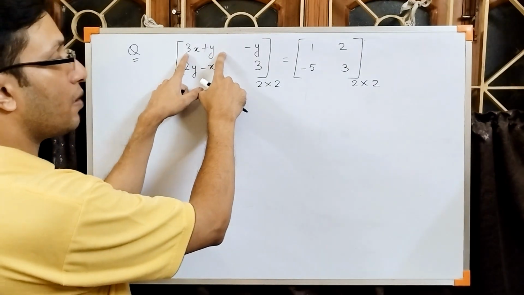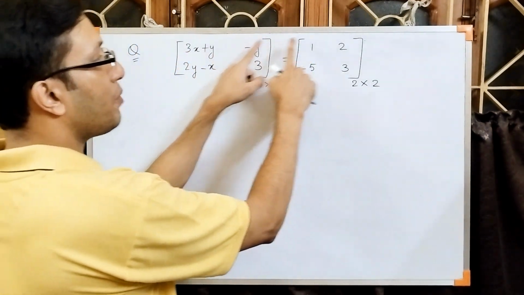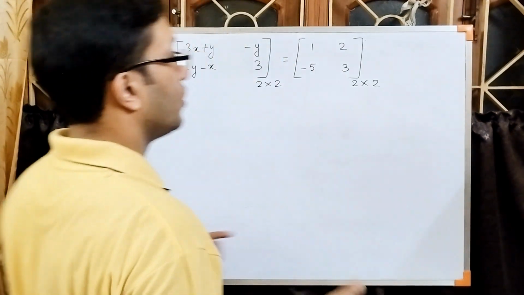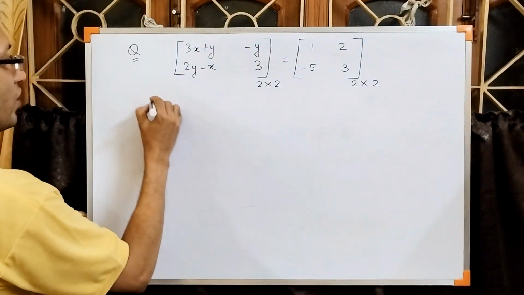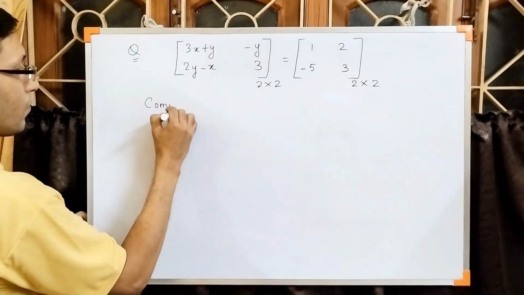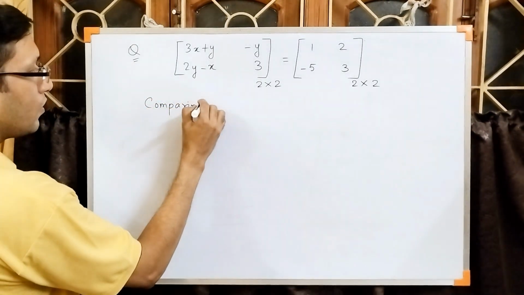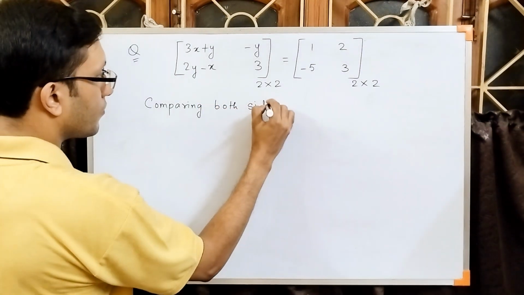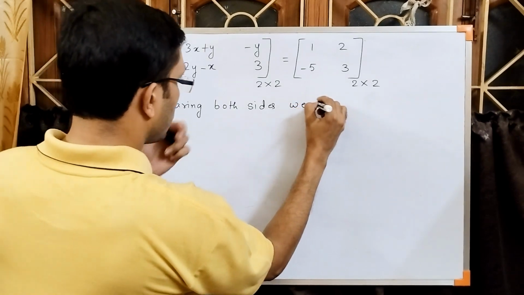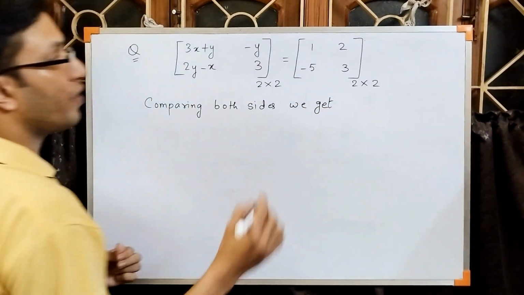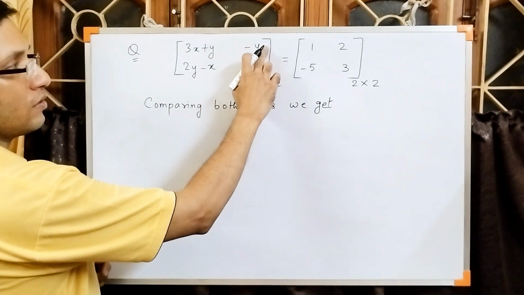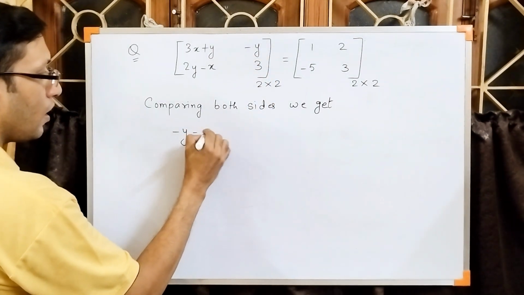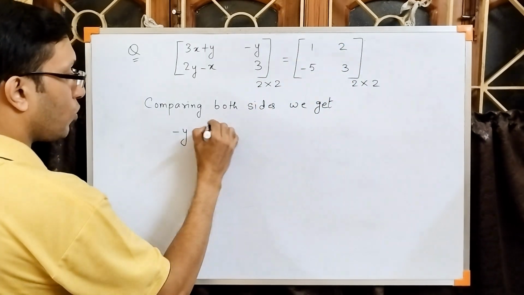Like the first element can be compared with this first element, second can be compared with second, third can be compared with third, and fourth can be compared with fourth. So if we compare both sides, what do we get? The second position here in this matrix we have minus y, and here in this position we have 2, so both are comparable.